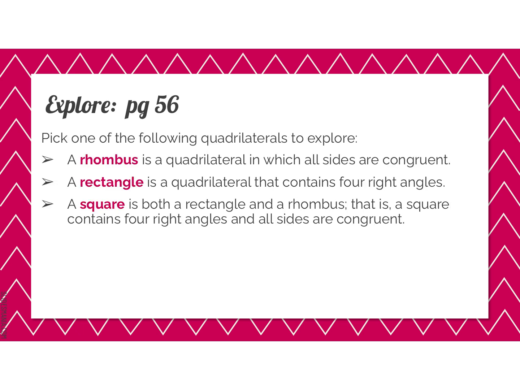Pick one of the following quadrilaterals: either a rhombus, which is a quadrilateral in which all sides are congruent. A rectangle is a quadrilateral that contains 4 right angles. And a square is both a rectangle and a rhombus together. A square contains 4 right angles and all the sides are congruent. Pick one of those 3, and then I'll show you what we're going to do in a bit.